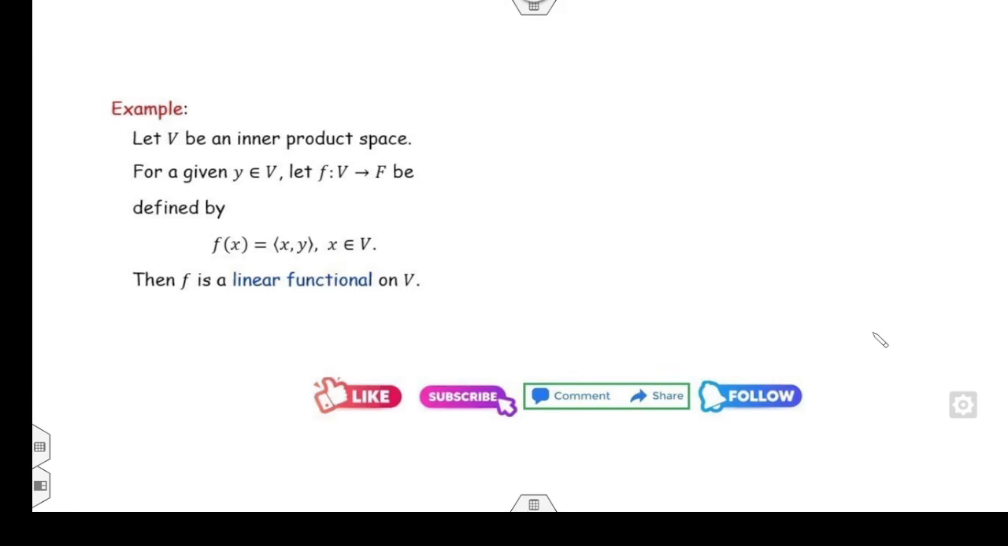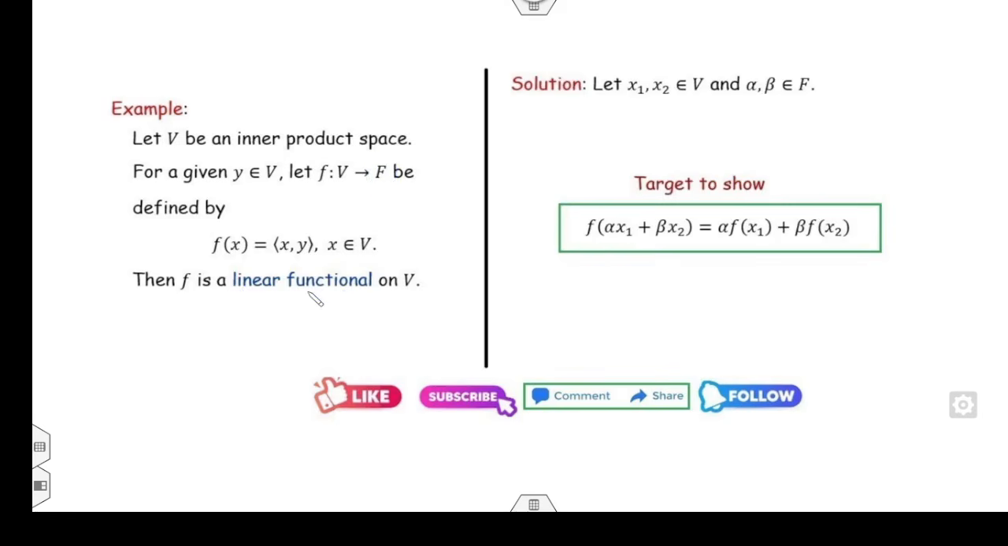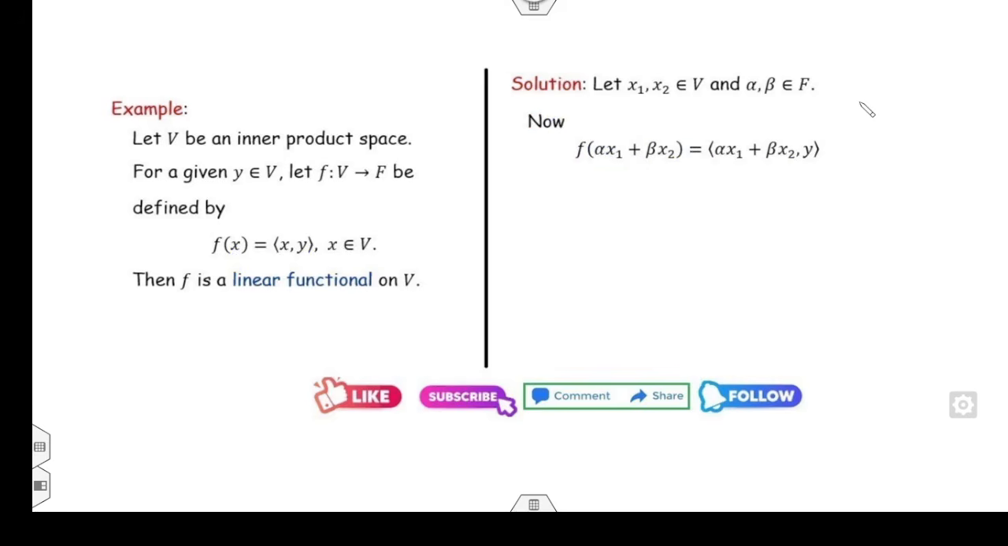The first example: if V is my inner product space, fine, y is any element of V. Here look, F is given to you. F may be R, it may be C, and your target is to prove that f is linear. So for linearity, what do you have to prove? Alpha times x1 plus beta times x2, f of that must be equal to alpha f of x1 plus beta f of x2. If I start from the left hand side, f of alpha x1 plus beta x2, I can substitute the value. That will be the inner product of alpha x1 plus beta x2 comma y.